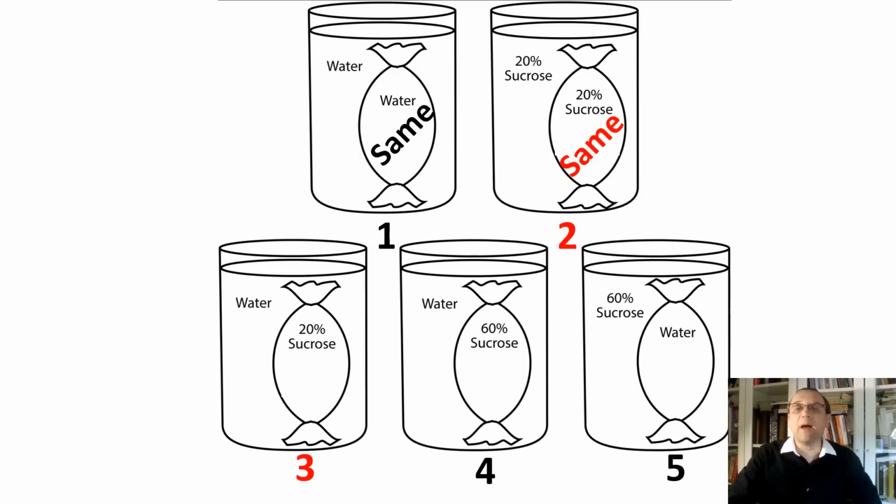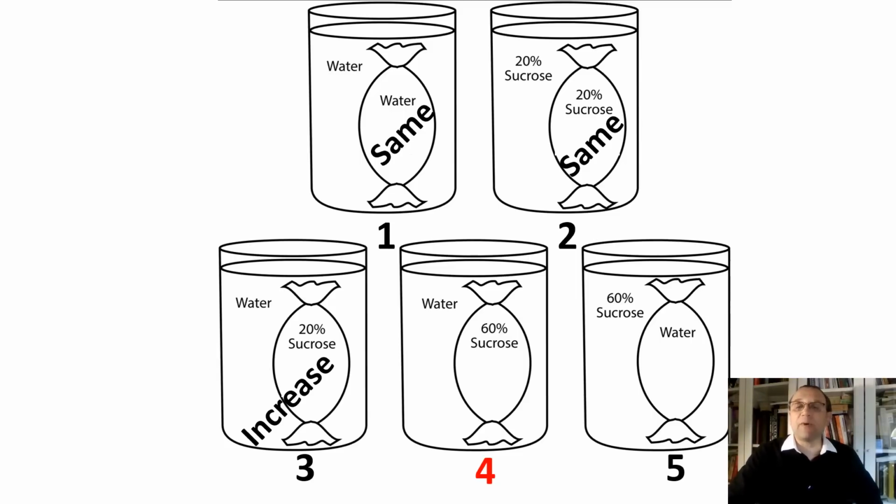How about the bag number 3? Where is more water, in the bag or in the beaker? You're correct if you say in the beaker. There is less water in the bag because there is 20% of sucrose, table sugar solution in there. So, will water rush outside the bag or inside the bag? Of course, it will go inside the bag. Remember, molecules move from area of higher concentration to the area of low concentration. So the weight of the bag will increase.